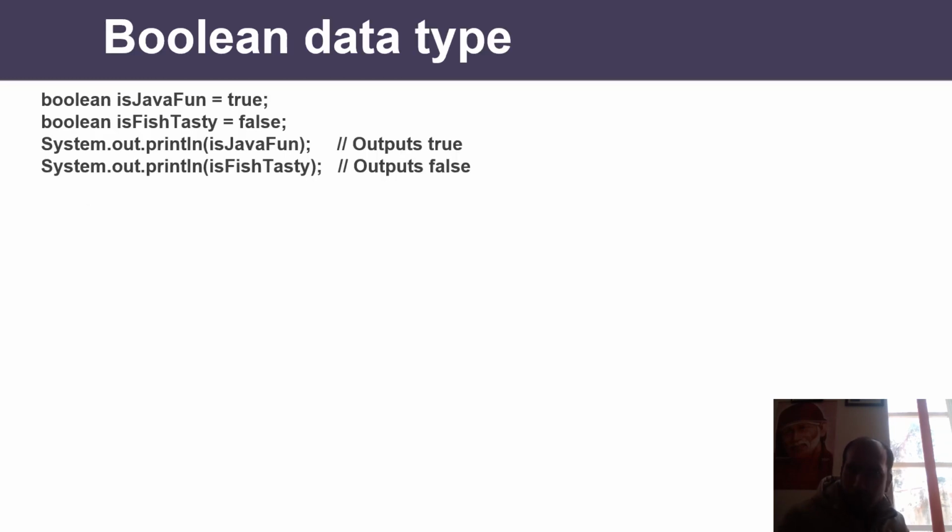Now, how can you create a Boolean variable? Boolean is a data type. You can take any variable name, for example, is Java fun. Then you can assign true or false, and then if you SOP, whenever I use the term SOP, you have to assume System.out.println. In the first case it will print true, and in the second case it will print false. So the rest of everything remains the same.